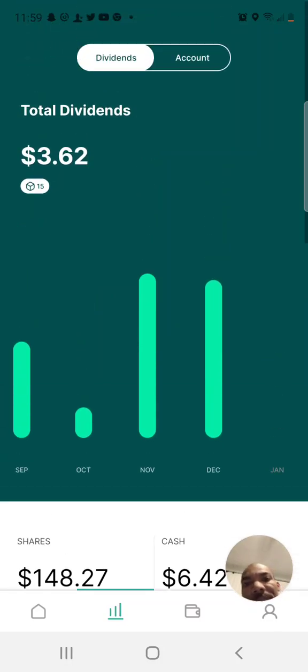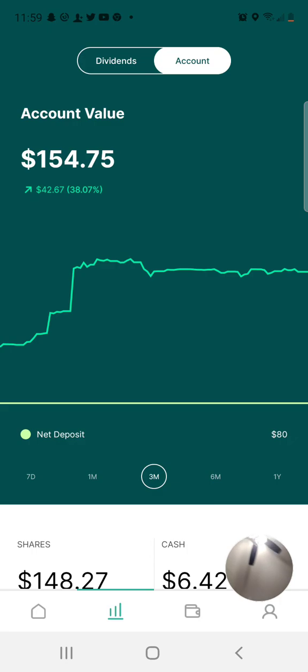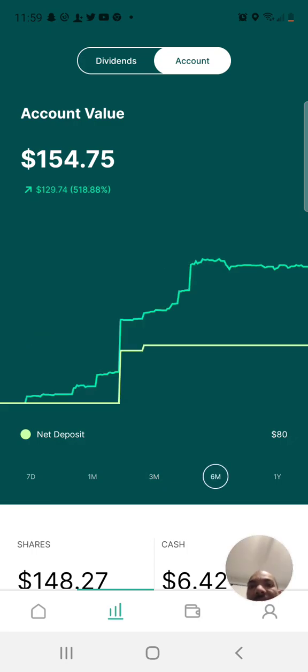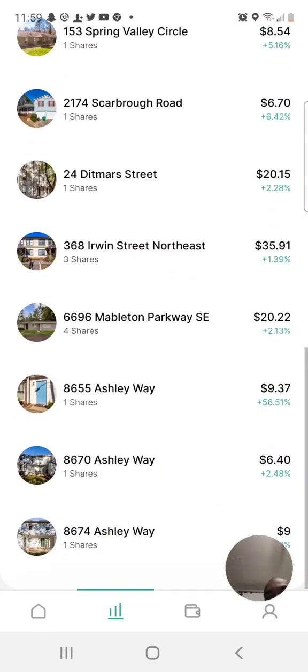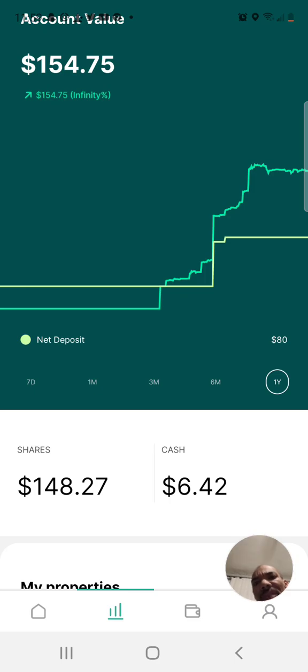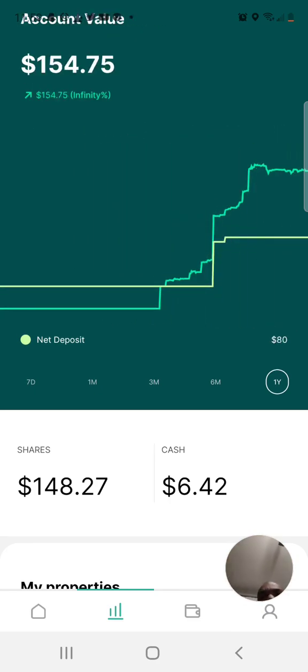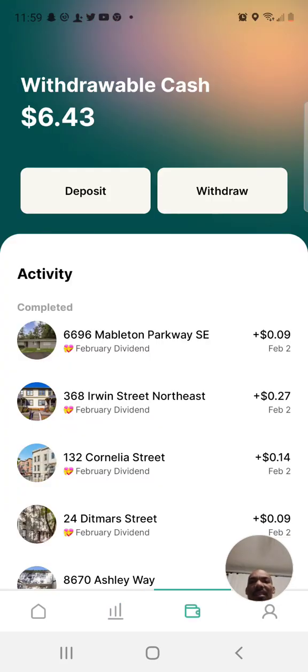Of course, when we're looking at the account, there has to be a glitch here. Because it says 6 months, 518%, and you can see none of these is nowhere near that, so that's definitely a glitch. Same thing with 1 year. These are something new that they just recently added, but they definitely need to fix that.